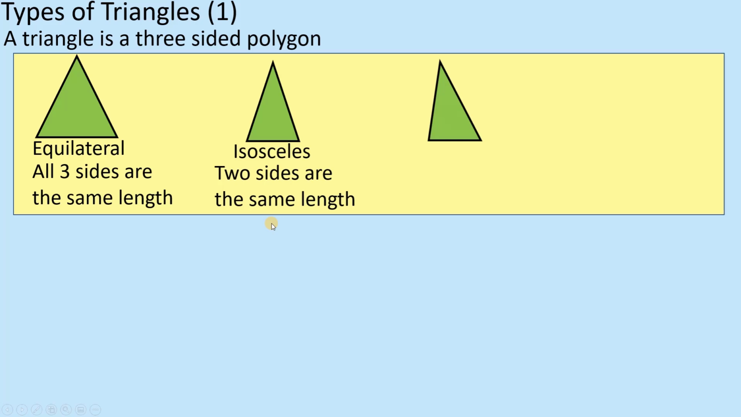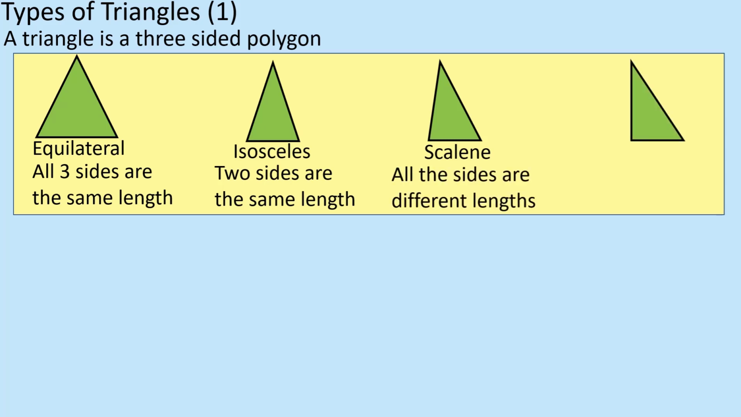You've also got another one which is scalene. What that essentially means is none of the sides are the same length, not at all. And then you have potentially another one, which can be either an isosceles or a scalene triangle, which is a right angle triangle. If you've got a right angle in the corner, it's classed as a right angle triangle, but of course it could be either scalene or isosceles depending on the length of the sides.